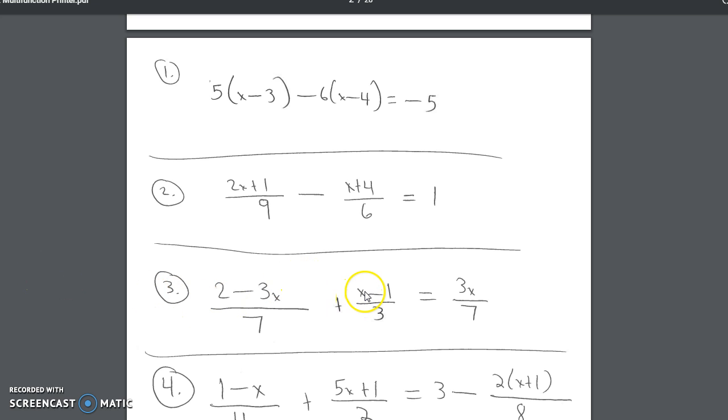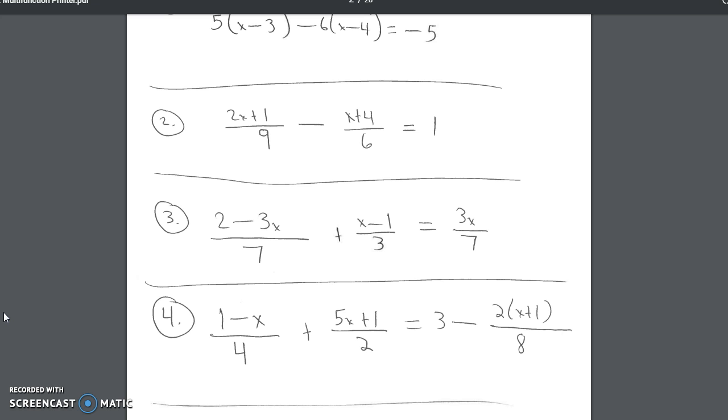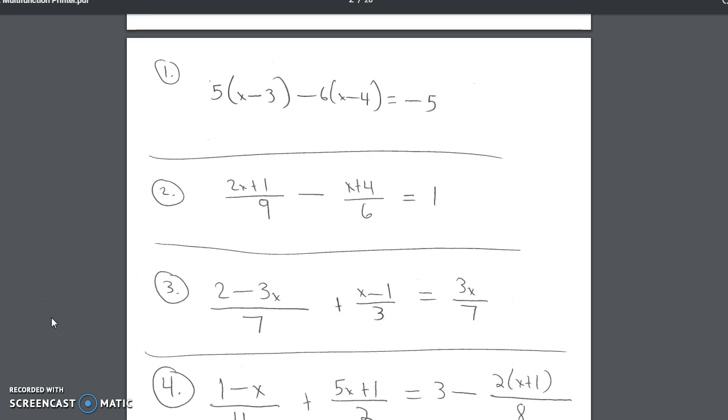And this is the letter X right here. If you can't read my handwriting, I tried to make it legible. Here's the letter X right here. And again, here's another letter X. Here's a letter X. So copy. This will be your homework.